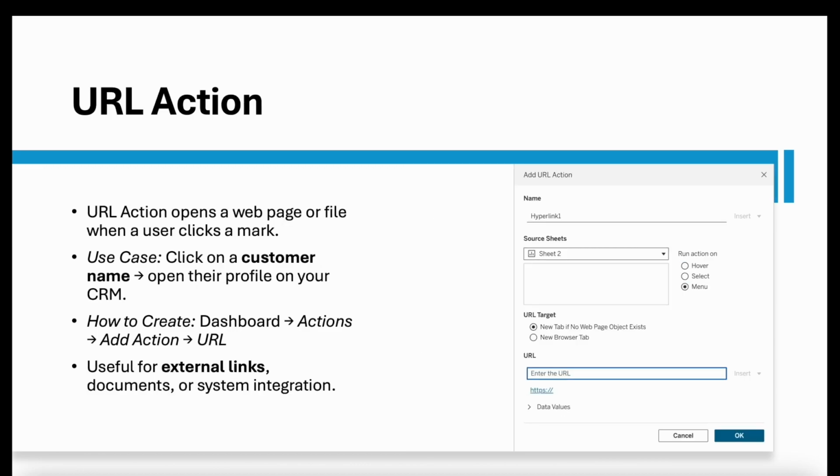And we also have the URL action. This is very useful for external links, documents, or system integration. So if I click on a data point, like in this example, a customer name, it can open their profile in your CRM, or you can add a link that will direct you to another page where you want to see more information about the data you clicked. So that's actually the summary, or a quick overview, of the visuals, analytics, and actions of Tableau Desktop.